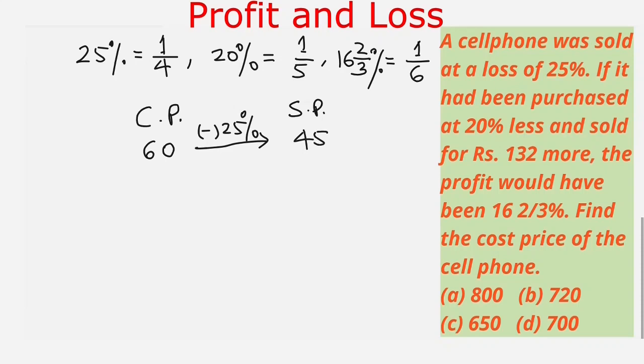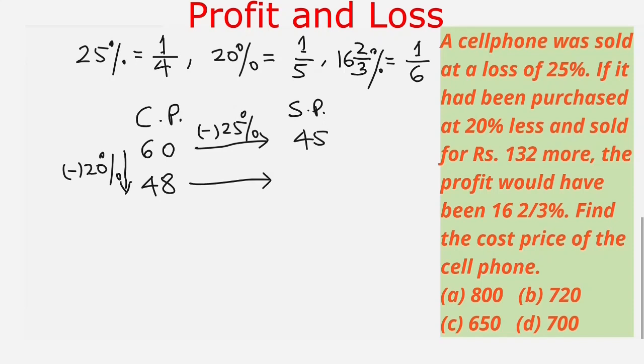Now the next condition given to us is if it had been purchased at 20% less. So I write minus 20%, and 20% is 1 upon 5th. 1 upon 5th of 60 is 12. And when we subtract 12 from 60, we get 48. Then new cost price would have been 48 if it had been purchased at 20% less.